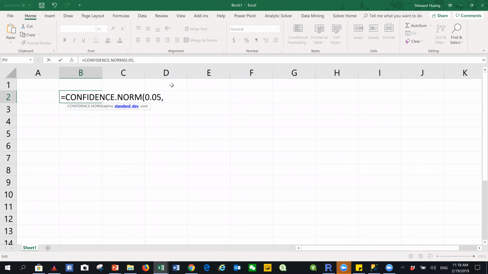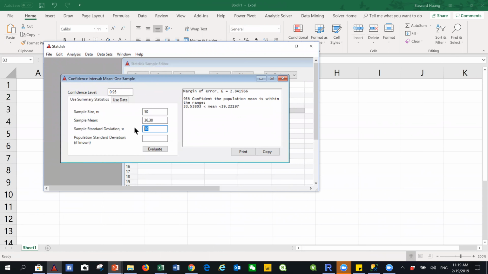The interval width. So in order to calculate the confidence interval, you have to then divide this interval by 2. You get 3.35. Actually, you don't have to, because this is a margin of error. So Excel actually calculates the margin of error for you.